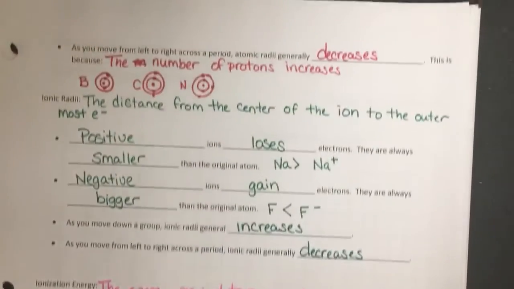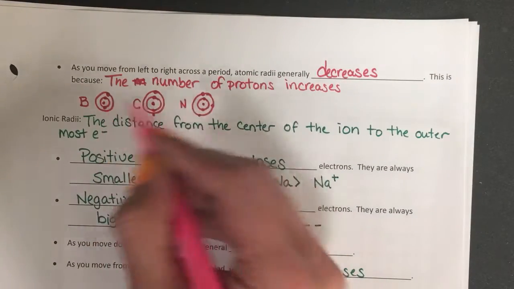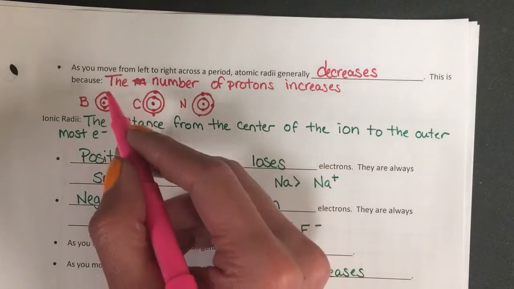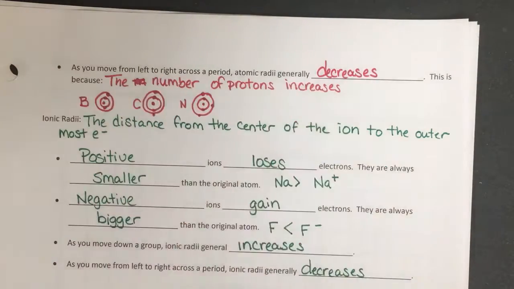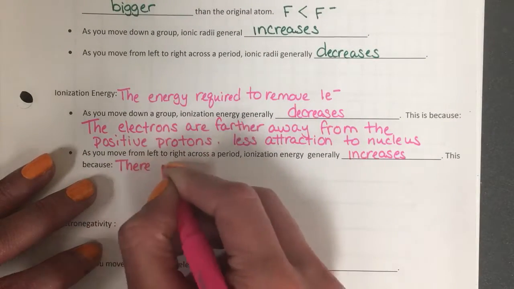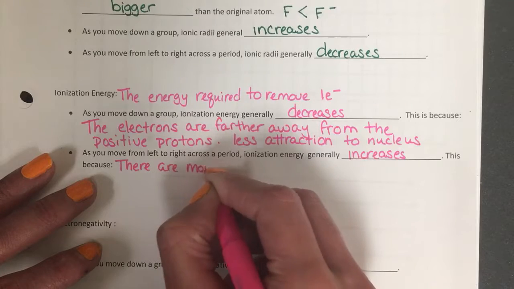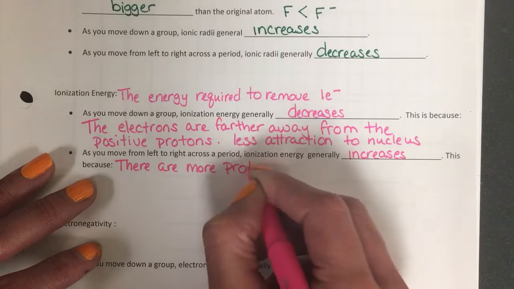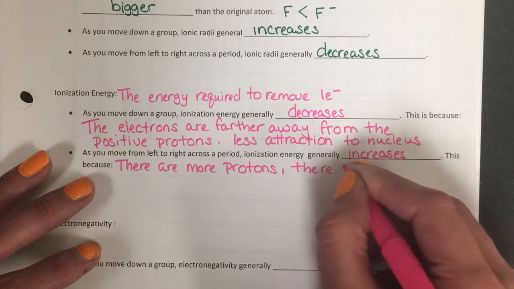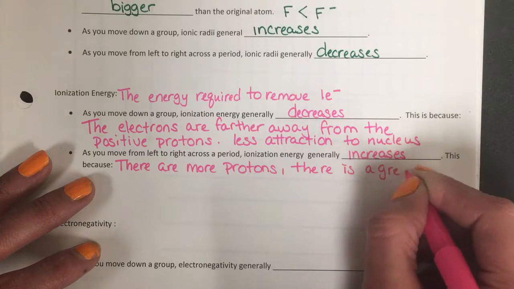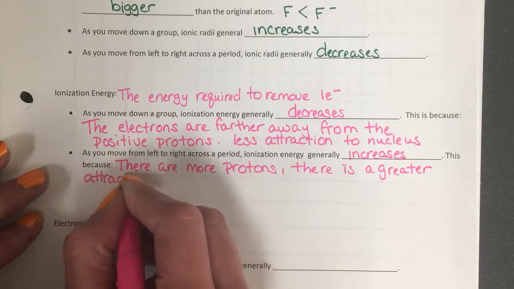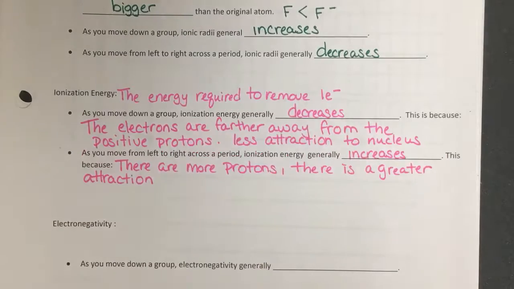Now, when we talked about moving left to right, we said they're all about the same distance away. They're all in the same outer shell. But now there are more positive protons. Because there are more positive protons, there's going to be a greater attraction. Okay.